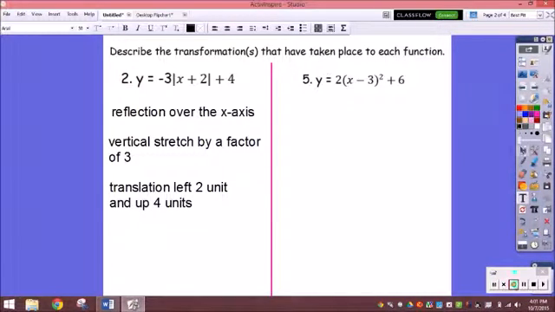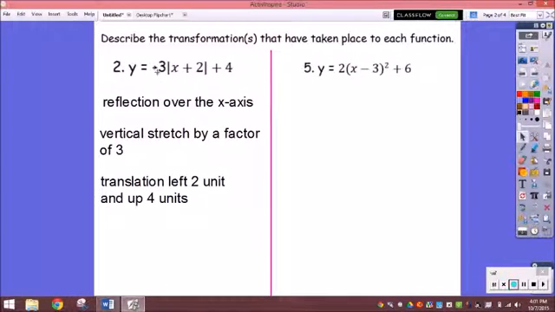So just to make sure I have covered everything, I have a negative, that means reflection. I have this 3 being multiplied by the parent function, so that's a dilation. And I have vertical stretch by a factor of 3, and then I have the plus 2 and plus 4. Plus 2 is left 2, plus 4 is up 4. So I've got everything covered.